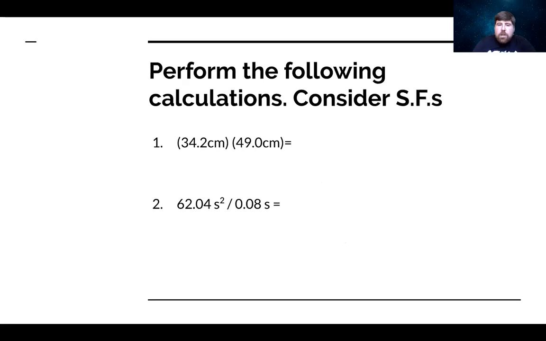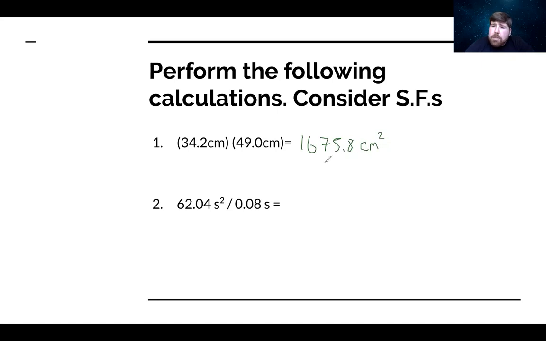The first operation that I have here is 34.2 centimeters times 49.0 centimeters. What I always like to do is punch that number into my calculator and get a number. Now, if this was a math class, the answer, 1,675.8 centimeters squared, would be perfectly fine.